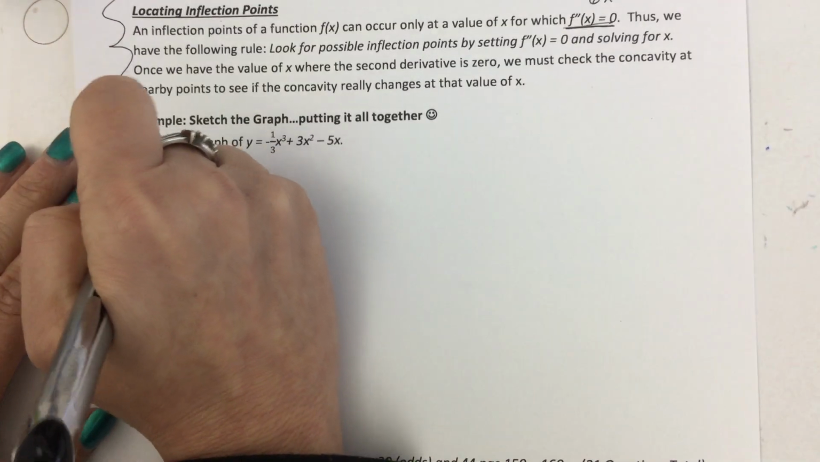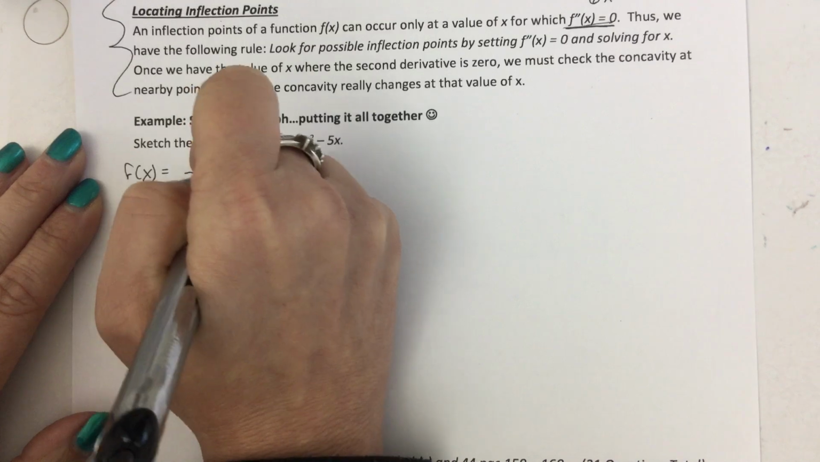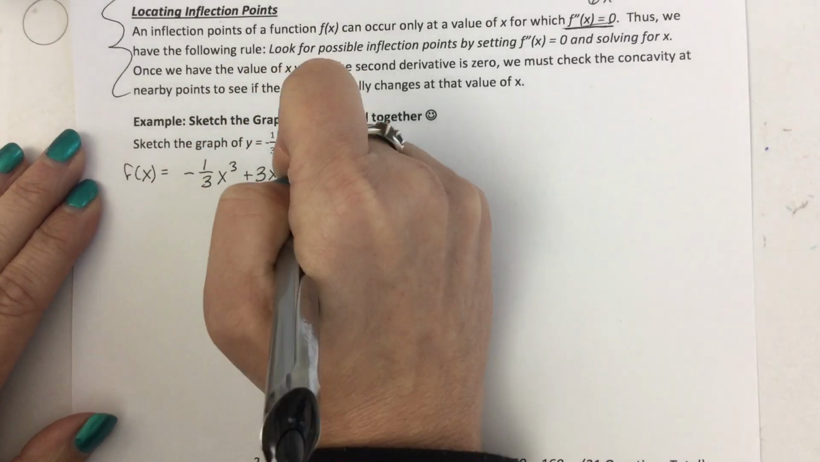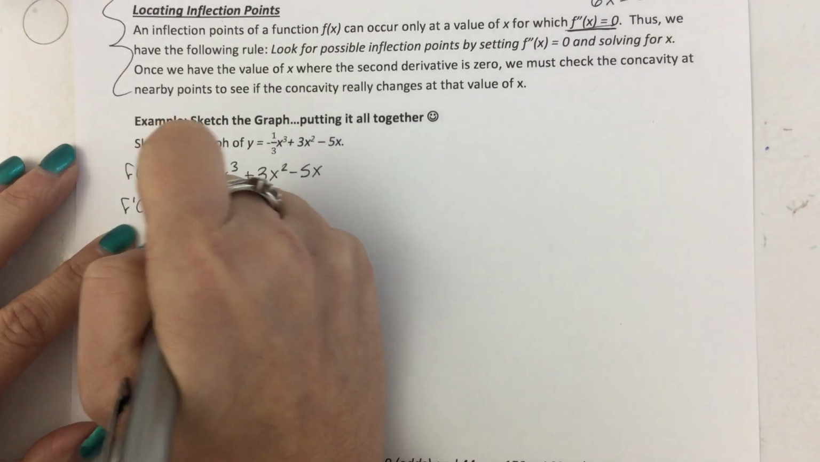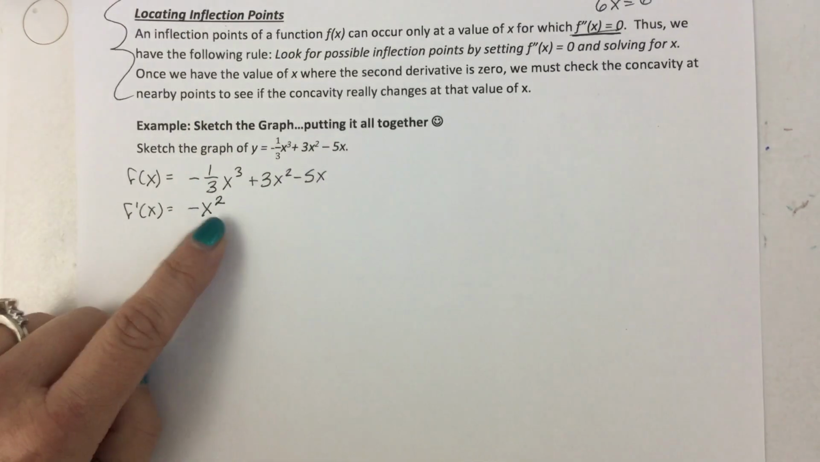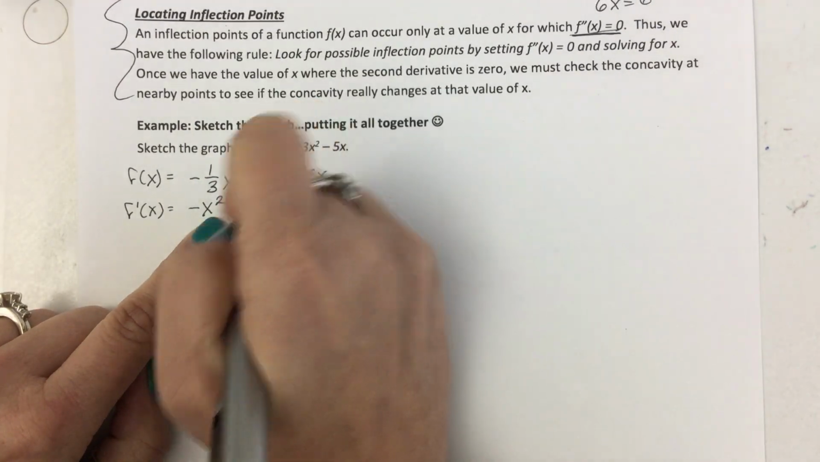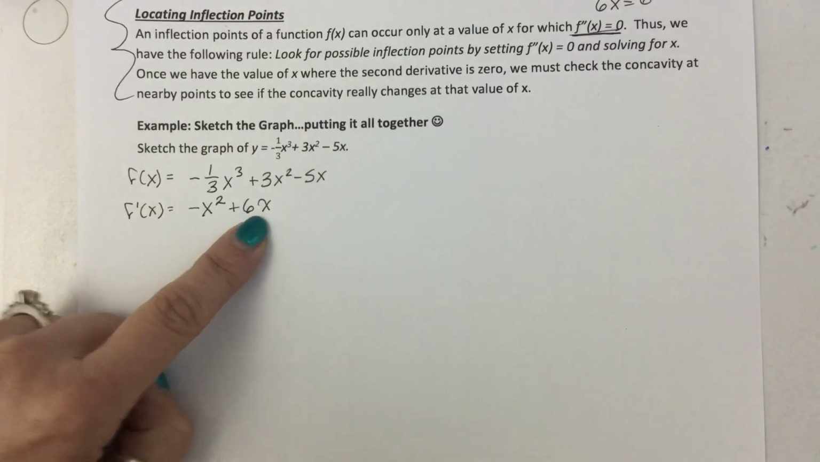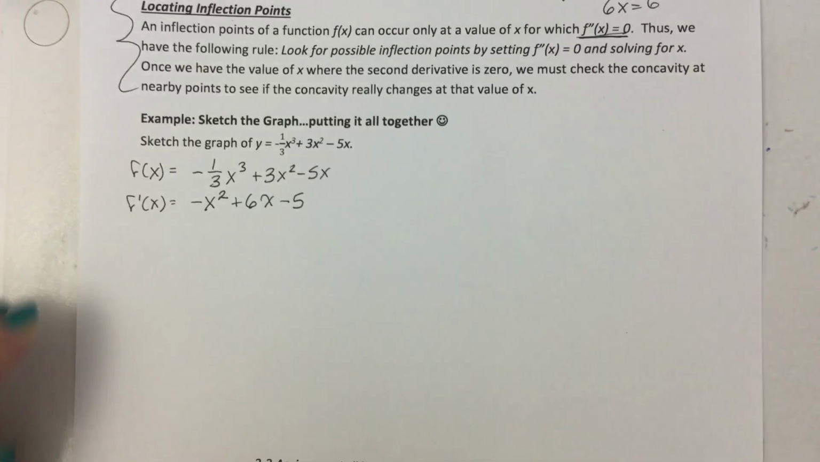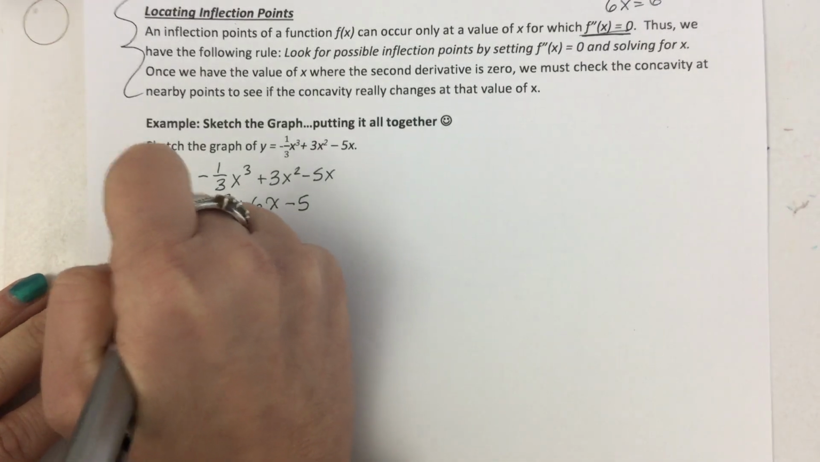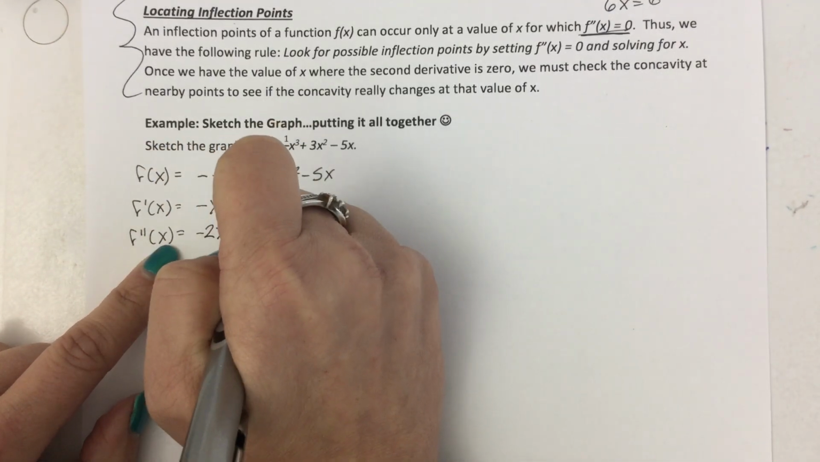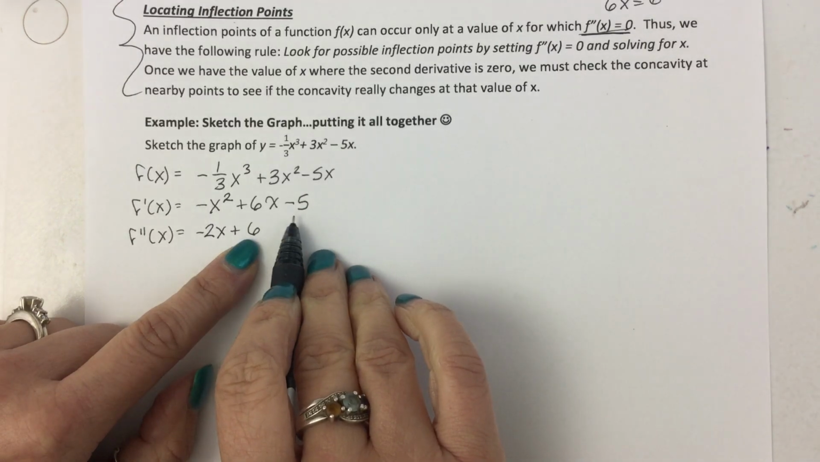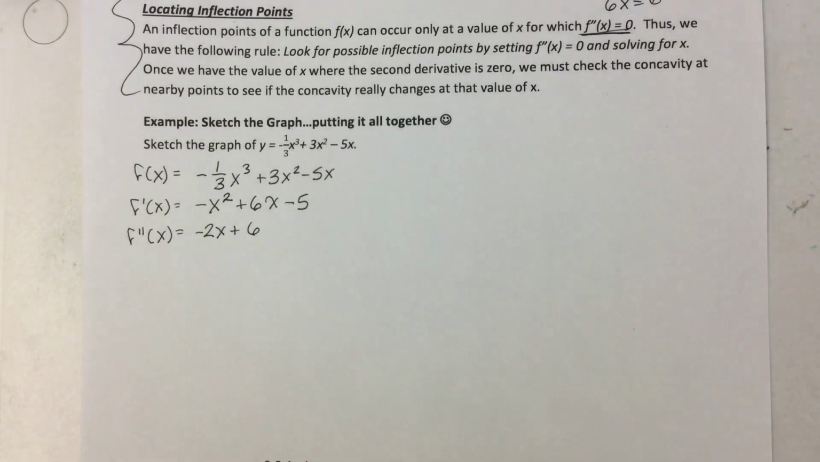Step 1, we have our function negative 1/3 x cubed plus 3x squared minus 5x. Find the first derivative. 3 times negative 1/3 is negative 1, so negative x, reduce the exponent, so now it's to the power 2. 2 times 3 is 6, reduce the amount of variables, so now it's just 1. Minus 5, there's your first derivative. Second derivative, 2 times negative 1 is negative 2x, plus the derivative of 6x is just a 6. The derivative of negative 5 is 0. Okay, so I have this.